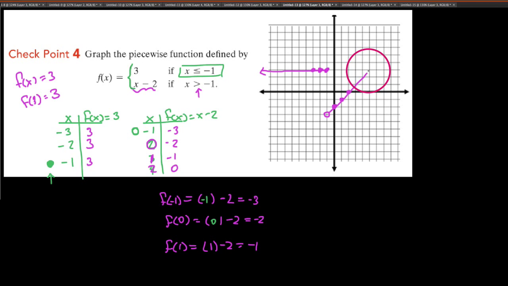And so our piecewise function looks like this right here. So we can see that it's always at a height of 3 up to and including negative 1. But then for all x values greater than negative 1, just beyond that, it's going to follow this other rule. So that's how you would graph a piecewise function.